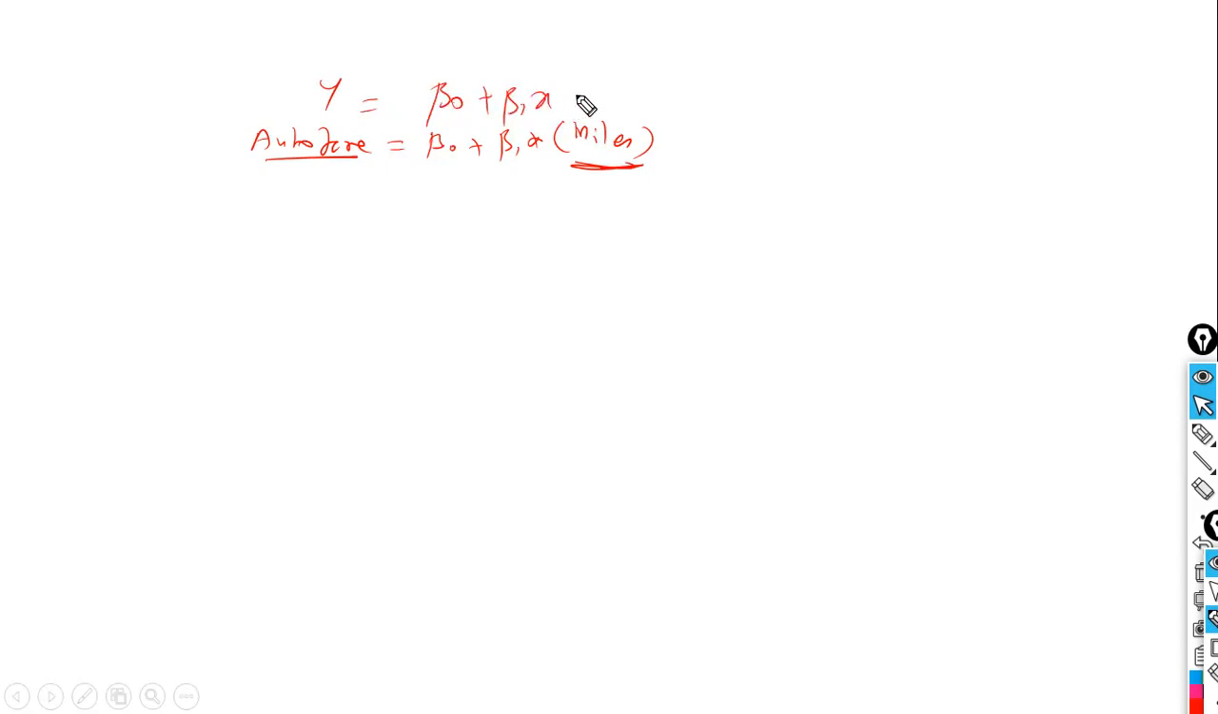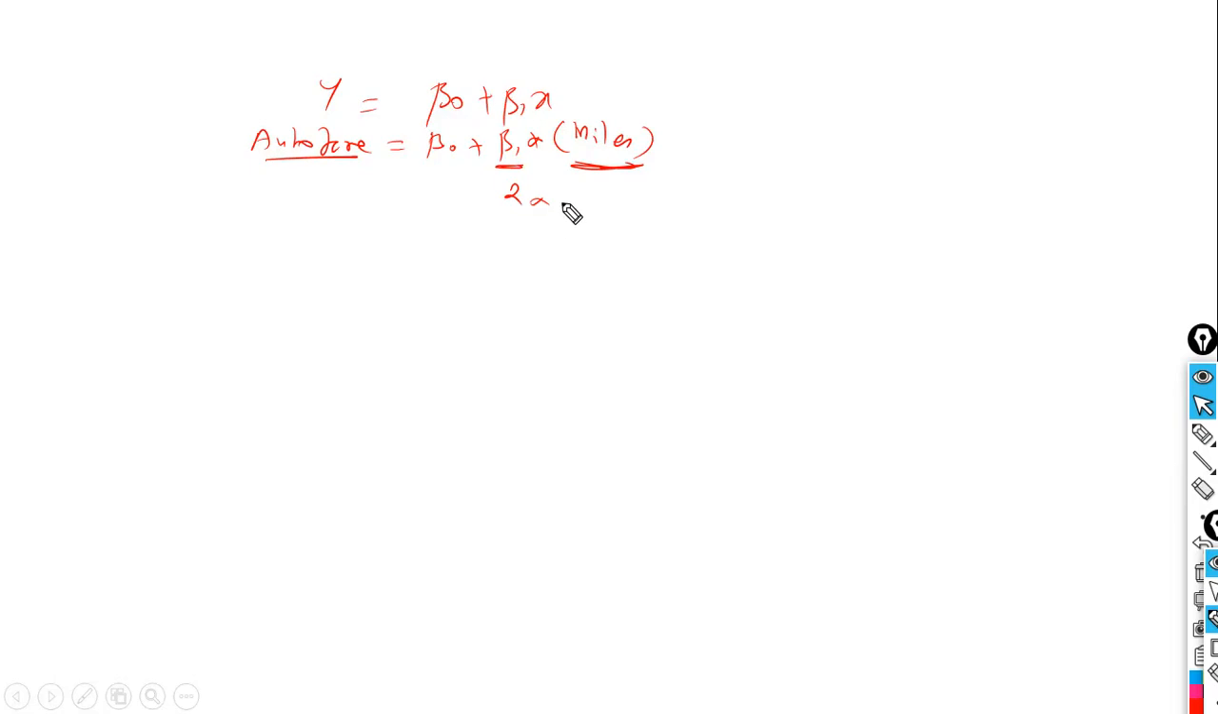A simple linear regression model consists of only one independent variable. Okay, this is your independent variable. Only one independent variable. In this case, let's say beta 1 is 2 and beta naught is something. So we are talking about the slope. Beta 1 is the slope.